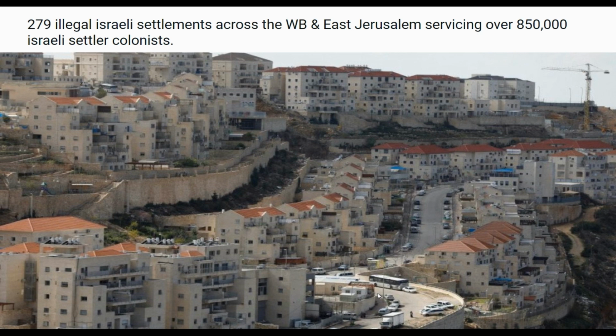This is a sample of one of the Jewish settlements in the West Bank. There are 279 illegal Israeli settlements across the West Bank and East Jerusalem, housing over 850,000 Israeli settlers, and they are increasing the building of houses in the West Bank.